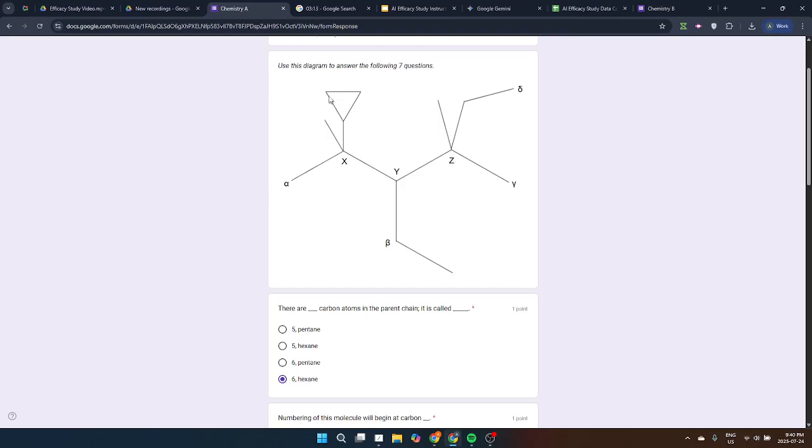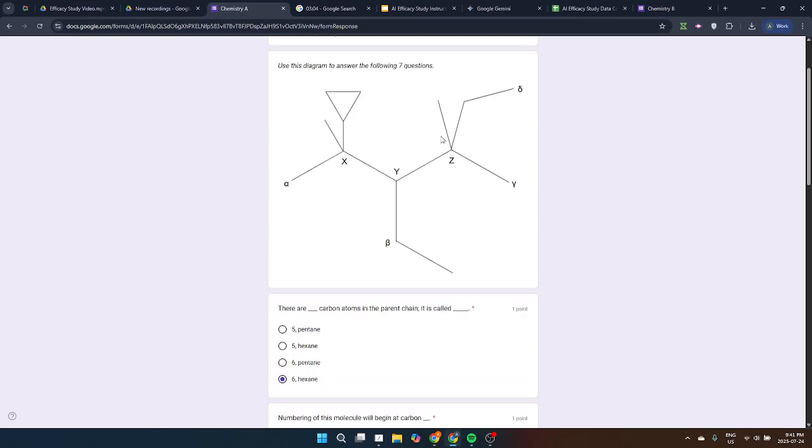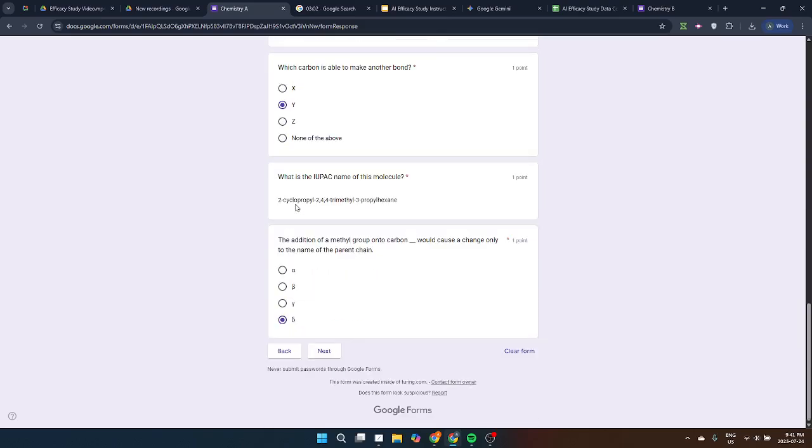1, 2, 3, 4, 5, 6, 7, 8. Imagine. Carbon A, yes, 2 versus 3. I'm still like, maybe I misunderstand this question. Addition of a methyl group onto carbon blank would cause a change only to the name of the parent chain.